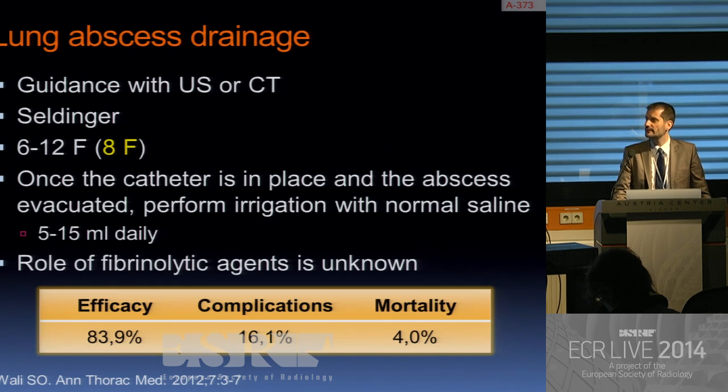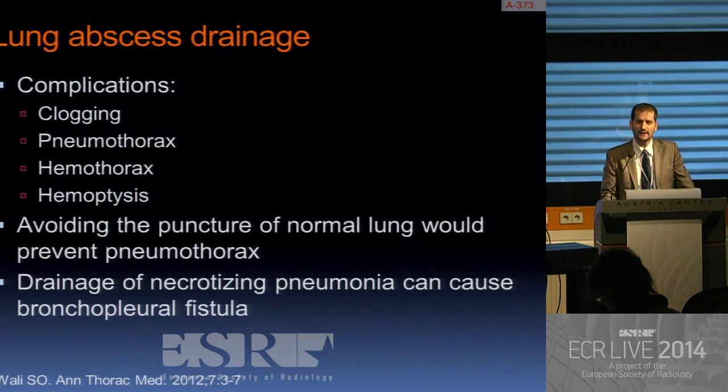The role of fibrinolytic agents in the lung abscess drainage is unknown. The reported efficacy of percutaneous lung abscess drainage is about 84%. The complications are described in 16%, and the mortality rate is 4%. The main complications are clogging, pneumothorax, hemothorax, and hemoptysis.